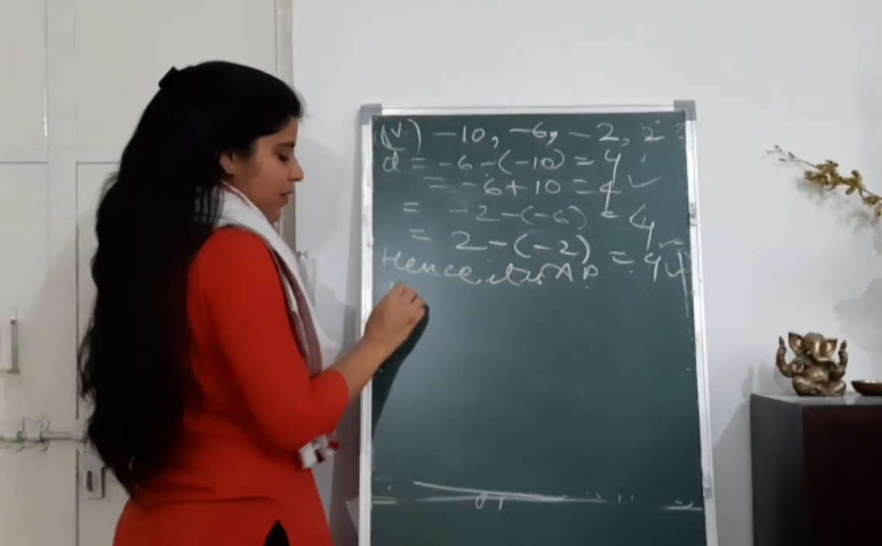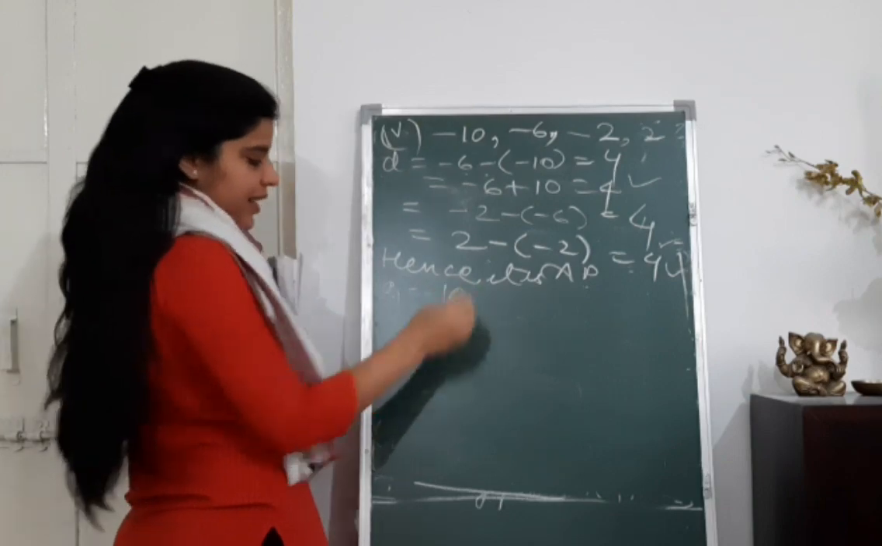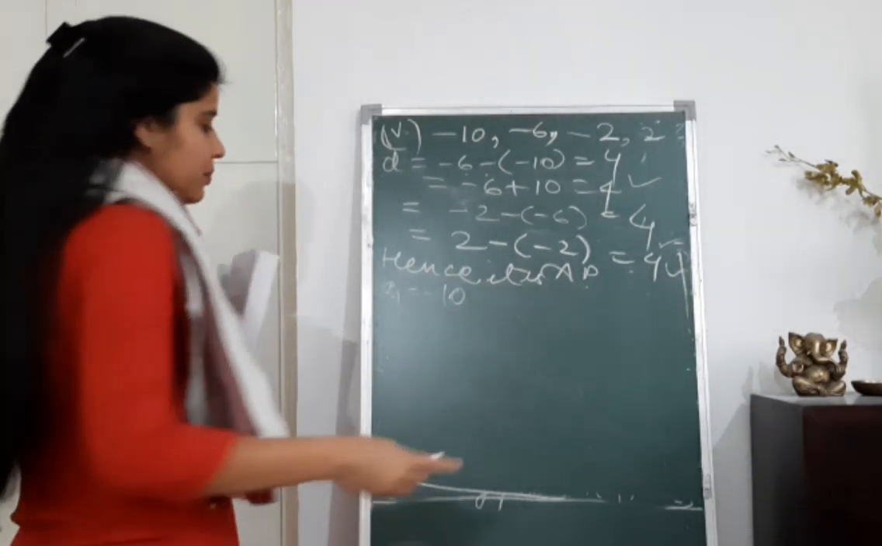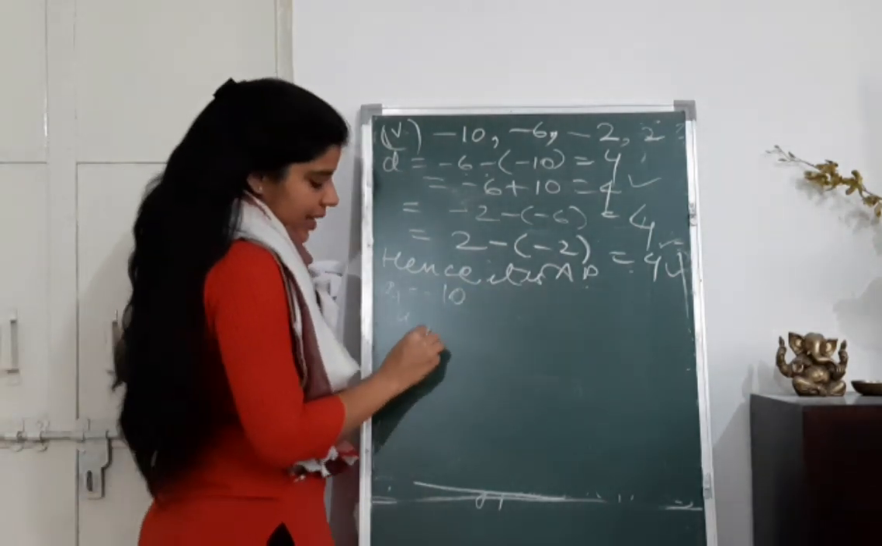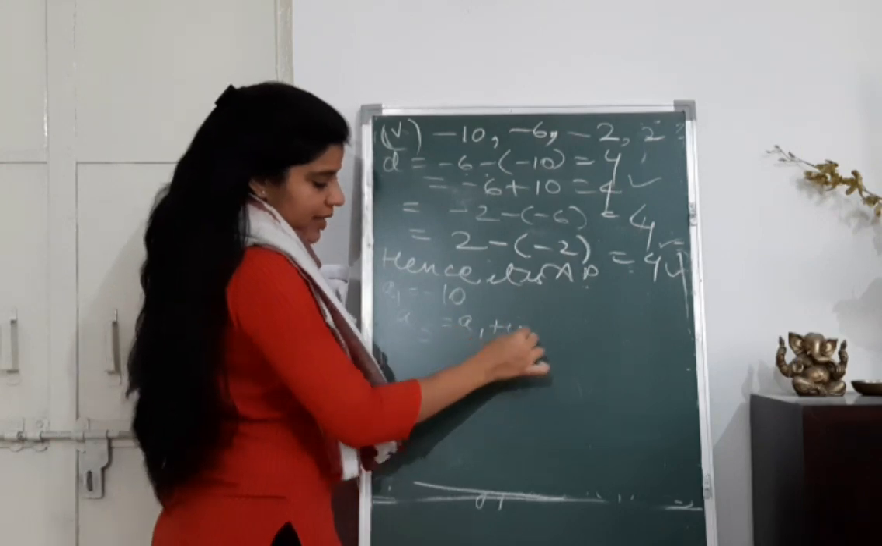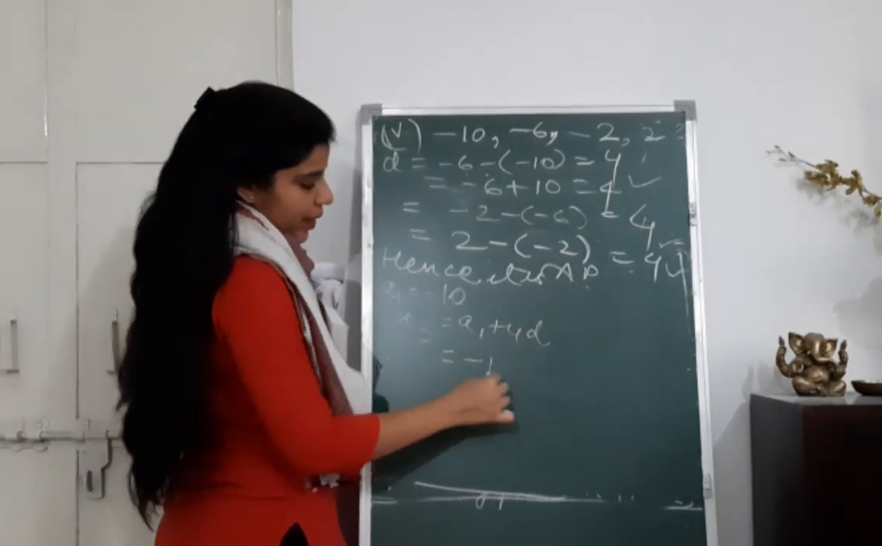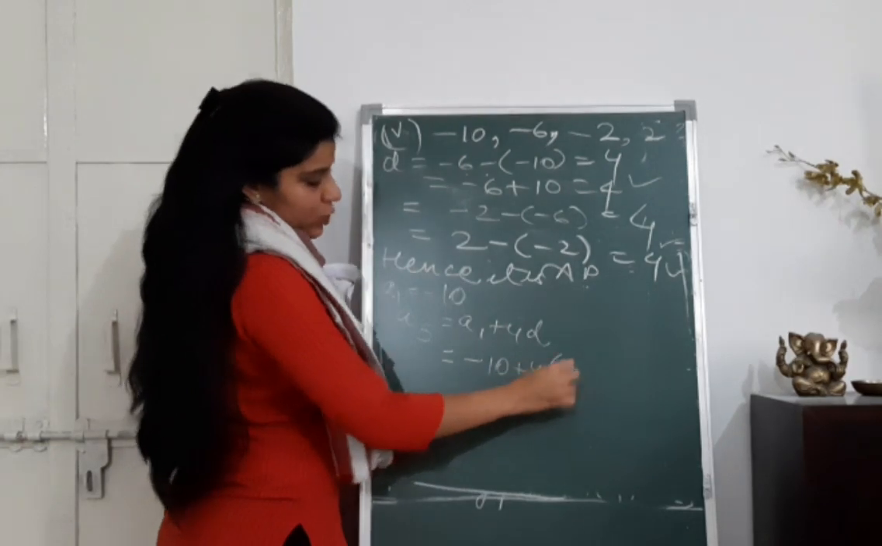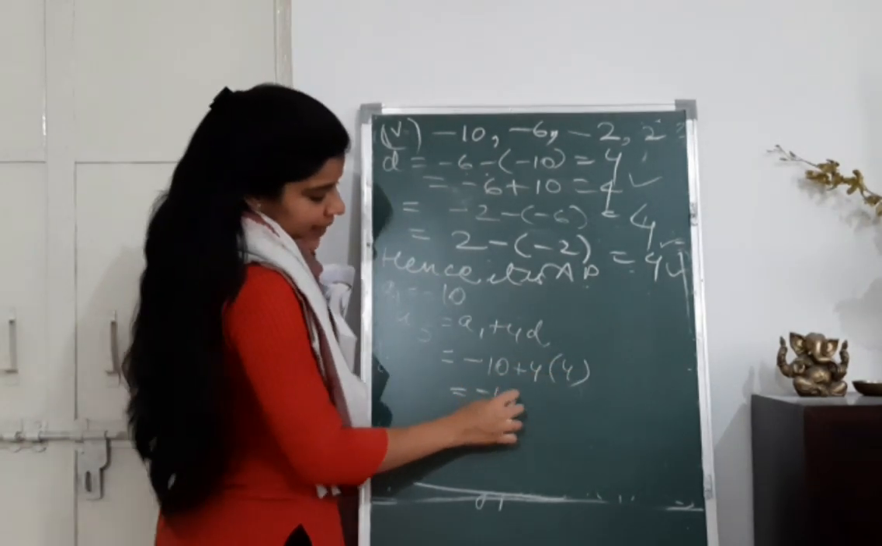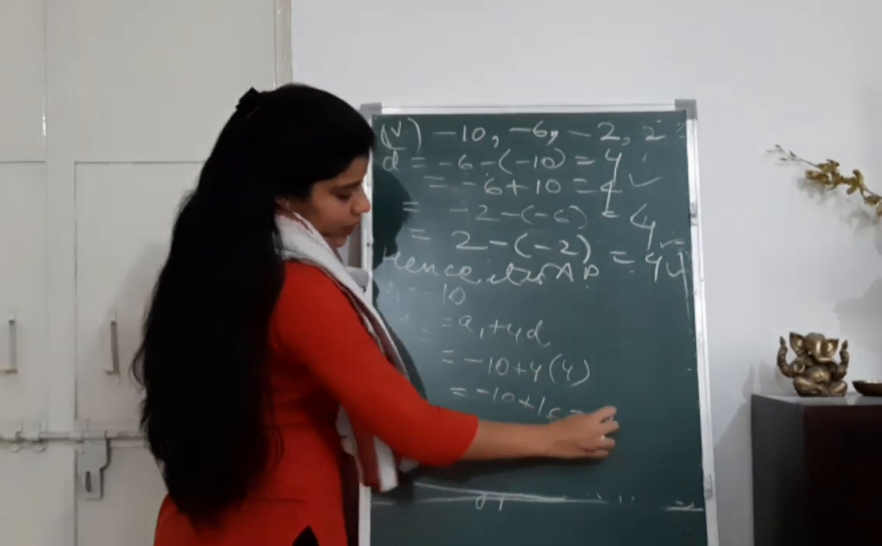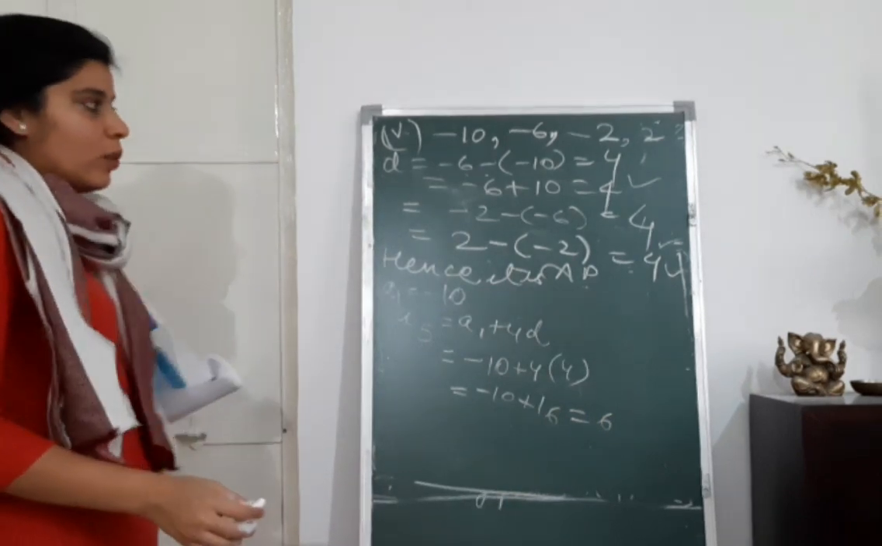Now, A1 is equals to minus 10. Now, I have to find next 3 terms. So, again with same formula, A5 is equals to A1 plus 4D, which is equals to minus 10 plus 4 into 4, that is 16. So minus 10 plus 16 is equals to what?